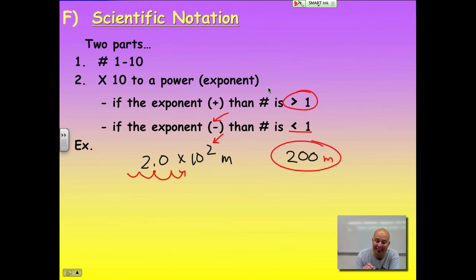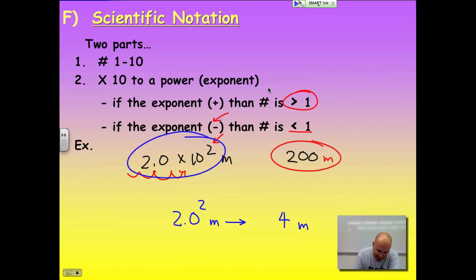Okay, that's a different number than if I had 2.0 squared. 2 squared, of course, is 4. And if I had 2 squared meters, of course, that'd be 4 meters. So this way of writing a number and this way of writing a number is not the same. Certainly, I wouldn't want to tell my banker that I have 2.0 times 10 to the second, $200, and you tell me that I have 2 squared, $4. Not the same thing.